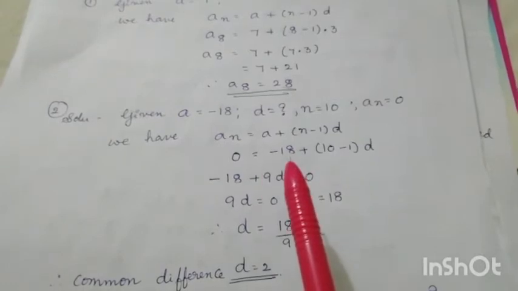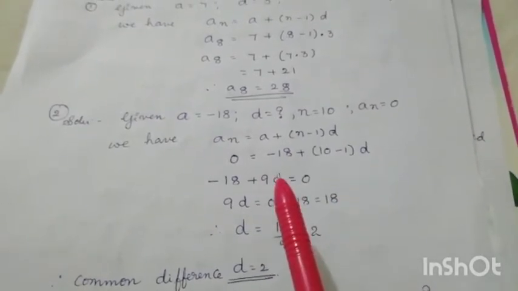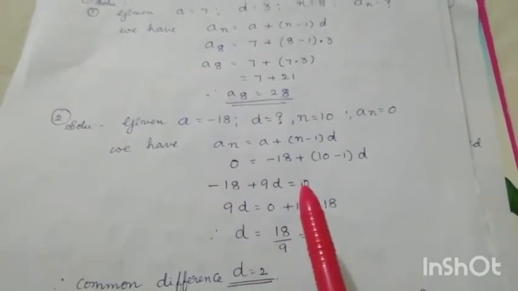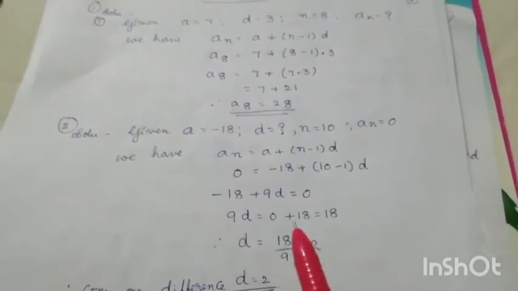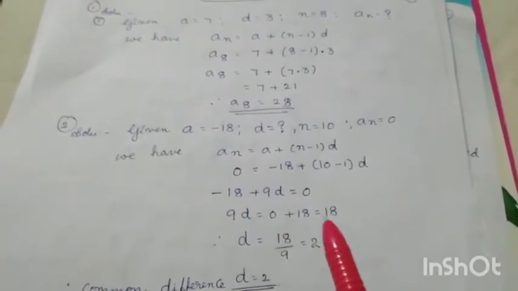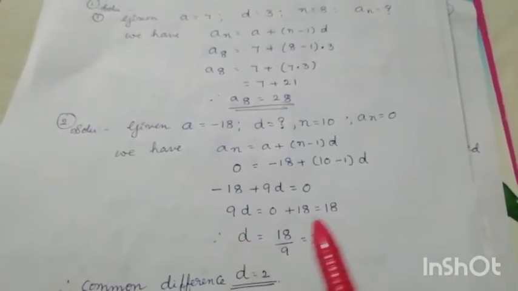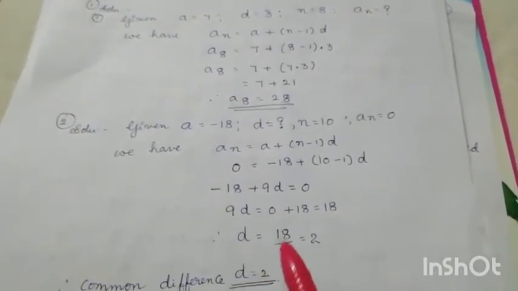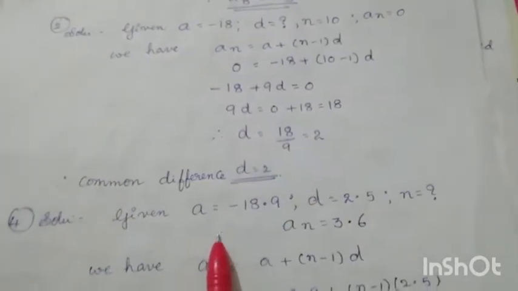So minus 18 plus 10 minus 1 is 9D is equal to 0. So 9D is equal to 0, bring minus 18 to the right hand side. It becomes plus 18. So 0 plus 18 is 18, 9D is equal to 18. Therefore D is equal to 18 divided by 9, which is equal to 2. Therefore, the common difference D is equal to 2.